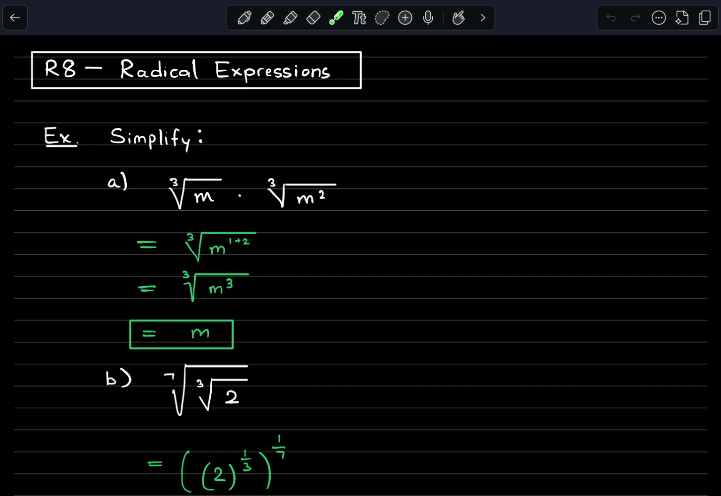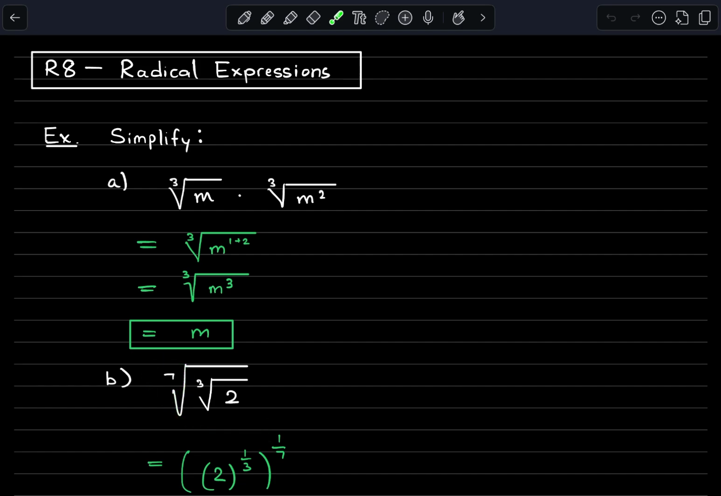Okay. In our second example, example B, we've got two different roots applied to this 2 in here. First of all, you've got a cube root inside, and then on top of that, you've got the 7th root applied to this number. So I think it's a little helpful to think about this first in terms of those exponents. If we rewrite this, that cube root we can rewrite as raising this to the 1/3 power. That 7th root, we can rewrite as raising it to the 1/7 power.